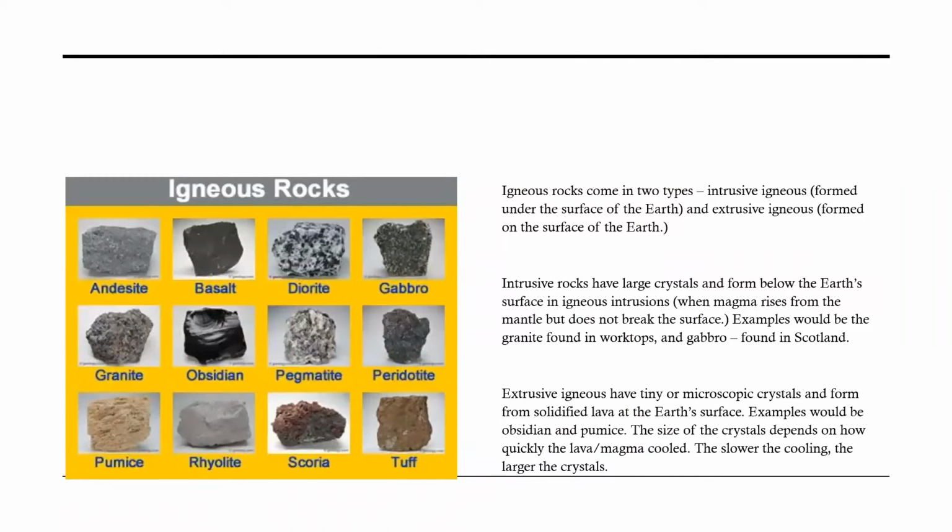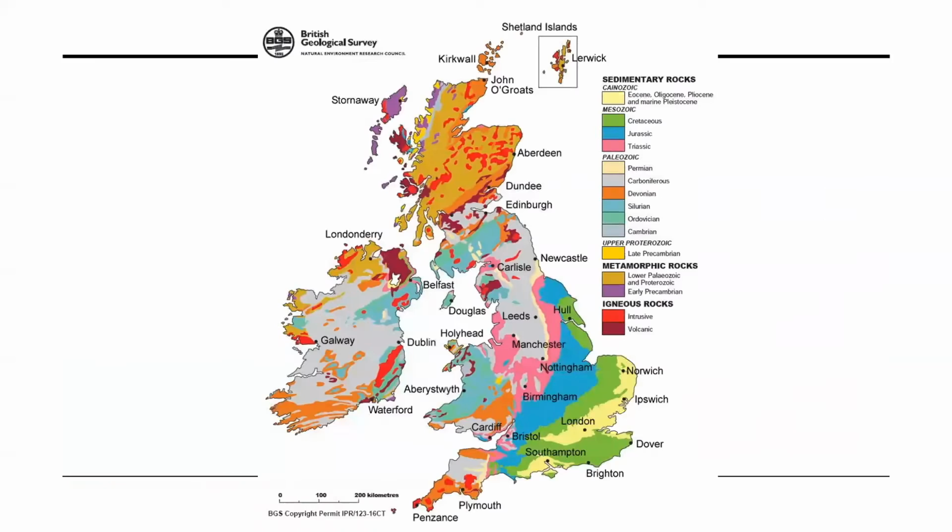Okay, igneous rocks. So we'll go for one at a time. So igneous rocks come in two types. You've probably heard of them, as they are seen on the map: intrusive, so formed under the surface of the earth, and extrusive, formed on the surface of the earth. So that's like magma that's cooled down, extrusive. So intrusive rocks have large crystals and form below the earth's surface in igneous intrusions. So when we look at that map with all the red dots, they're igneous intrusions, and the red splodges.